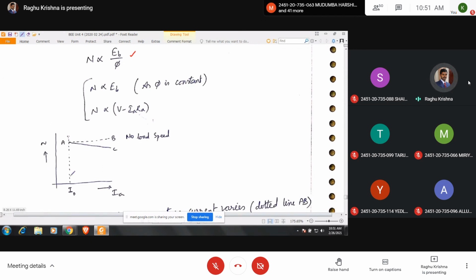If you draw the actual characteristics, you have speed versus Ia. Here I0 is the no load current, and this is the no load speed. The y-axis is speed. If you apply the load, the speed decreases slightly. I have not taken all the points here; I am taking a break point.